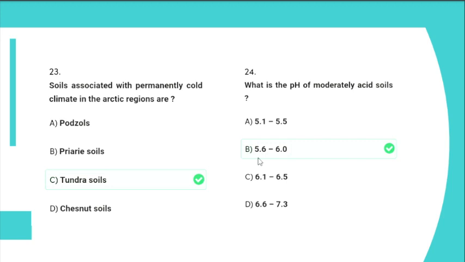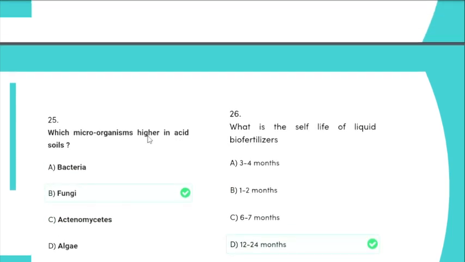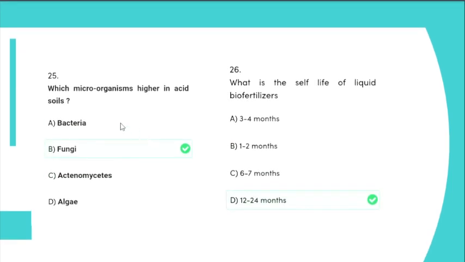6.0. So next question: which microorganism is higher in acid soil? Fungi is the microorganism which is higher in acid soil. Next question: what is the shelf life of liquid biofertilizer? The shelf life of liquid biofertilizer is 12 to 24 months, or we can say 1 to 2 years.